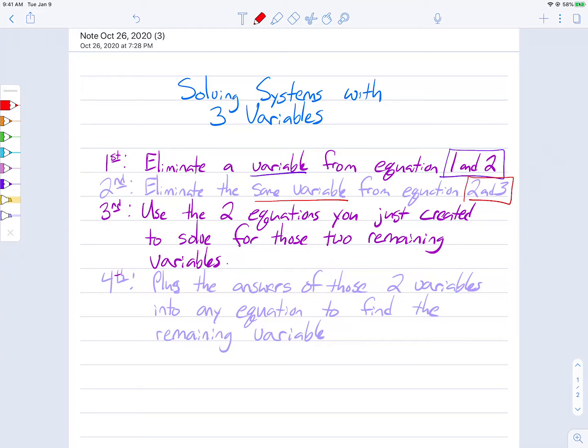So what you've just created are two new equations that have only the same two variables remaining, and you are going to solve for those two variables. Then the fourth thing is to plug in those answers to find the remaining variable.